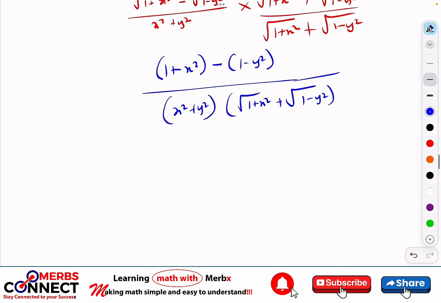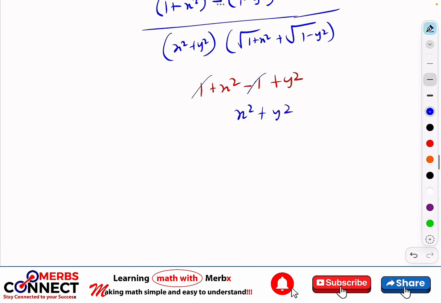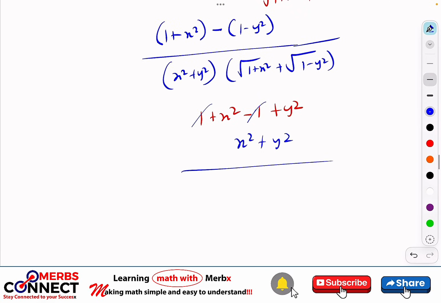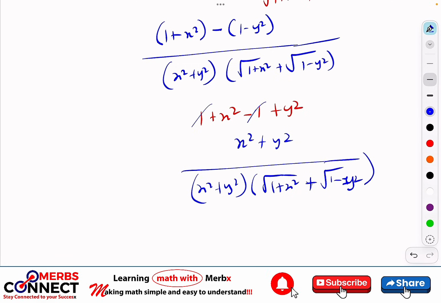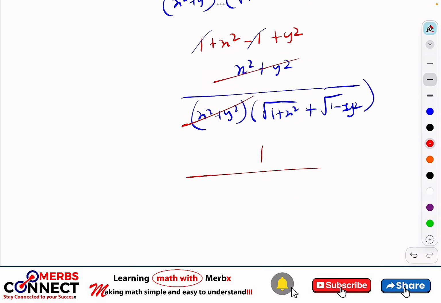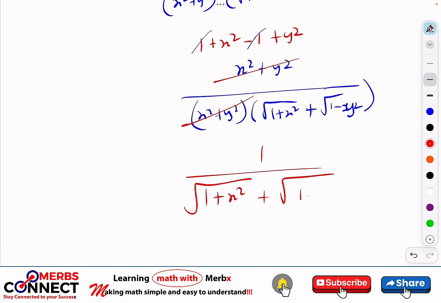Let's simplify the top. When I simplify the top, I'm going to have 1 plus x squared minus 1 plus y squared. So this will cancel this. I'm going to have x squared plus y squared. And so on the top, we are just going to have this divided by x squared plus y squared, times square root of 1 plus x squared plus square root of 1 minus y squared. So this guy will cancel this guy, and this is going to be incredible. This is just square root of 1 plus x squared plus square root of 1 minus y squared.